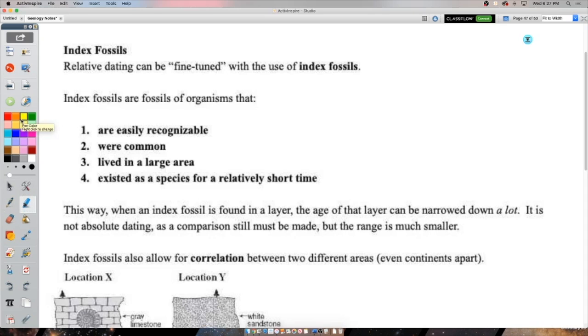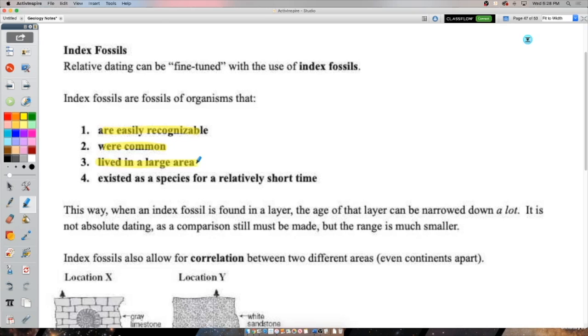Okay, so they need to be easily recognizable. You can't wonder what you're looking at when you look at it. They need to be common. There needs to be a lot of them. Otherwise, they won't be very good for comparing, right? If only 3 of these exist, they're not going to be very good for comparing. They have to have lived in a large area so that you can find them in one area and then find them in another area and be able to correlate between those two areas.